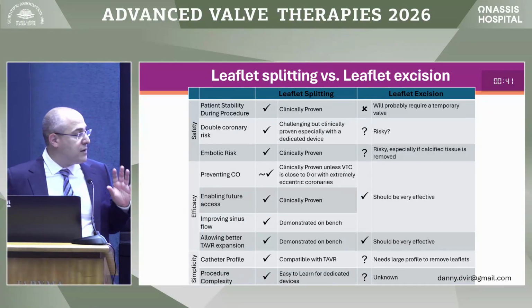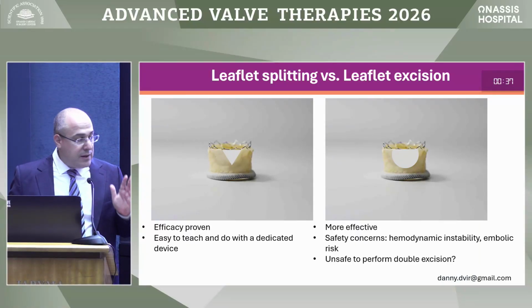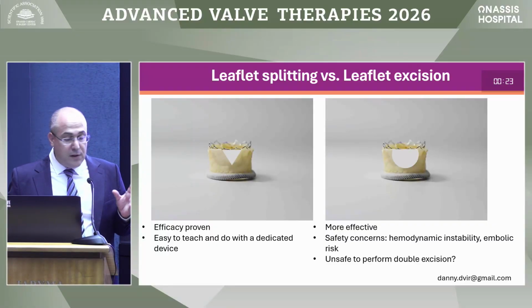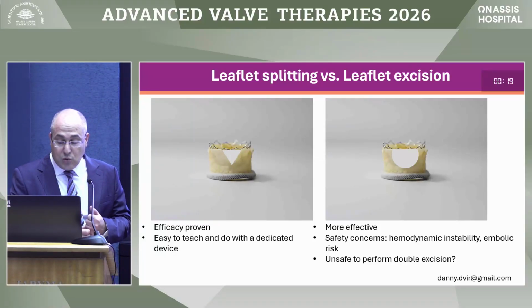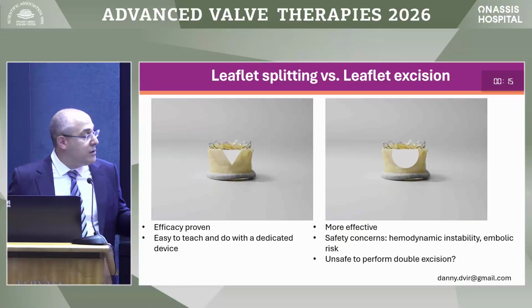Basically, when we talk about leaflet modification, we need to stratify that into leaflet splitting and leaflet excision. This is how the future will look. And maybe in extreme conditions, leaflet splitting will not be enough. Leaflet splitting is effective. It's easy to teach and do with a dedicated device. Leaflet excision will be even more effective, but there are safety concerns related to hemodynamic instability and embolic risk. And what do we do when we need to do it for 2 leaflets? What will happen after you do the first and you want to go to the second?